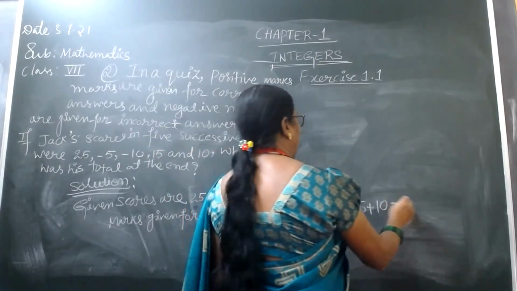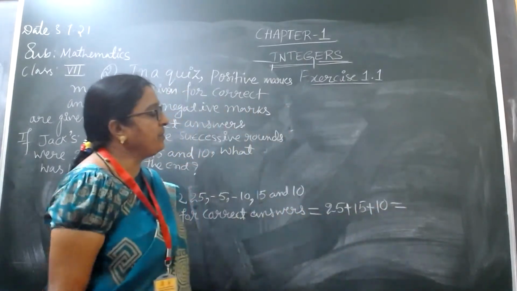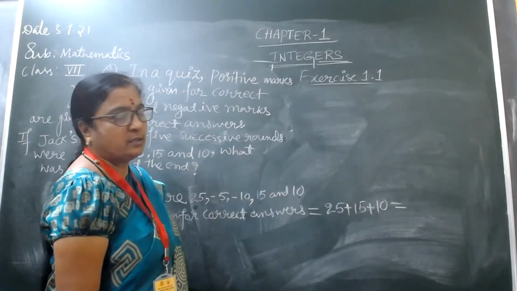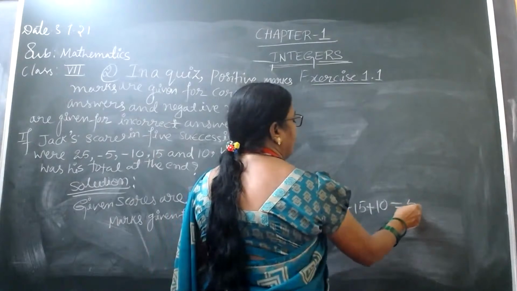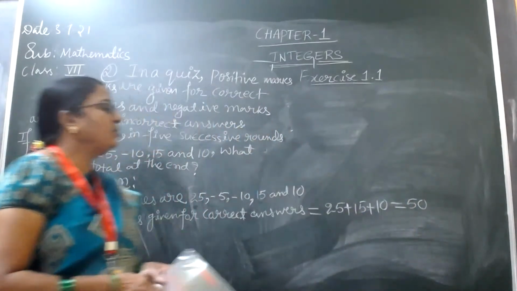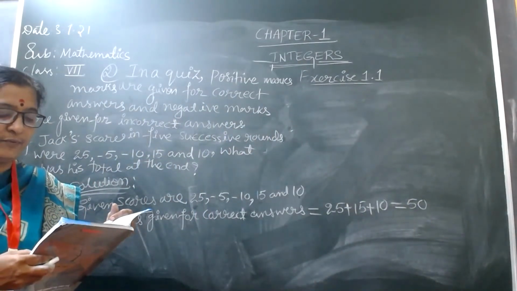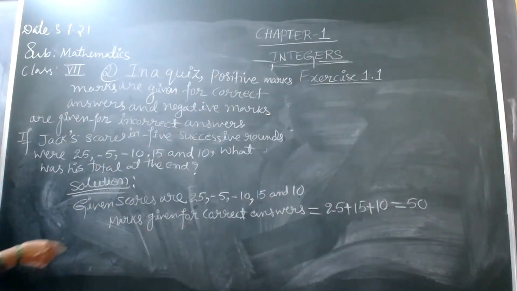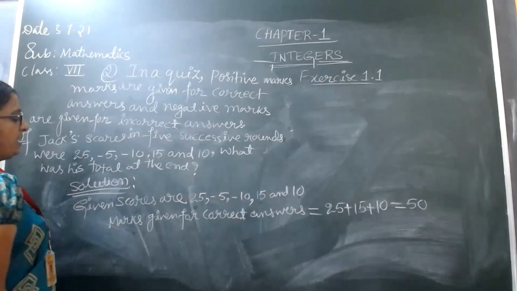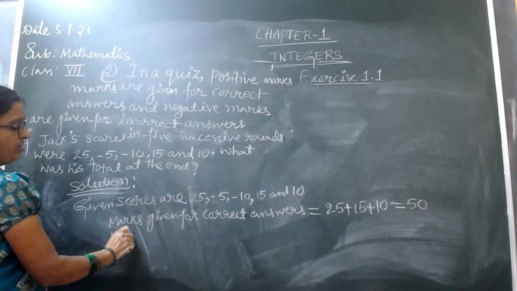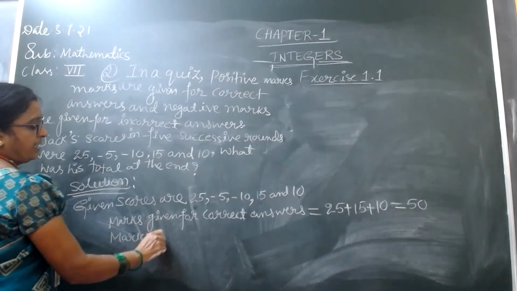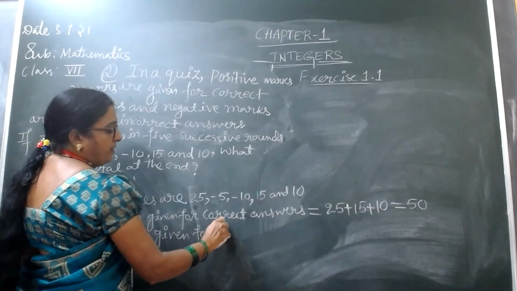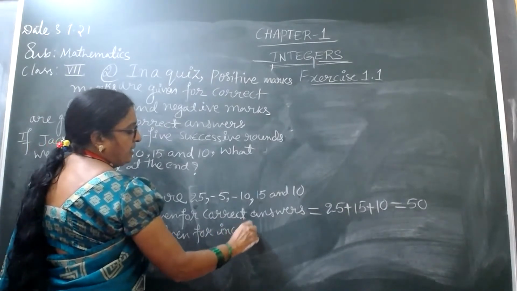What is the total, student? 25 plus 15, how much? 40, plus 10, total is 50. Okay? Total is 50. So now what do you write down? Marks given for correct answers: 50. Marks given for incorrect answers.